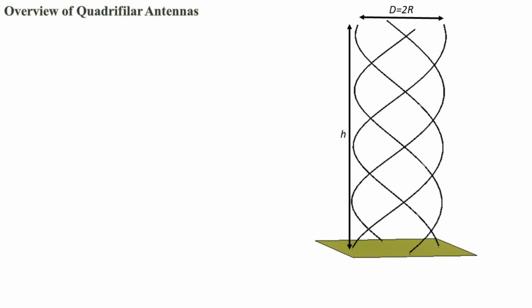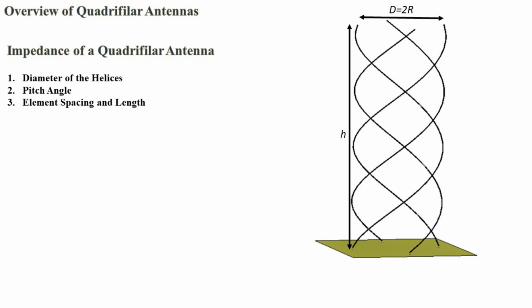The 4 elements of the antenna are typically wound into pairs of orthogonal helices, with each pair of elements typically offset by 90 degrees to ensure the desired polarization. The input impedance of a quadrifilar antenna is primarily influenced by its geometry, including the following factors. Diameter of the helices: the diameter of the helix elements affects the impedance. Larger diameters generally lead to a lower impedance, while smaller diameters result in a higher impedance. Pitch angle: similar to helical antennas, the pitch angle of the quadrifilar helices affects the impedance.